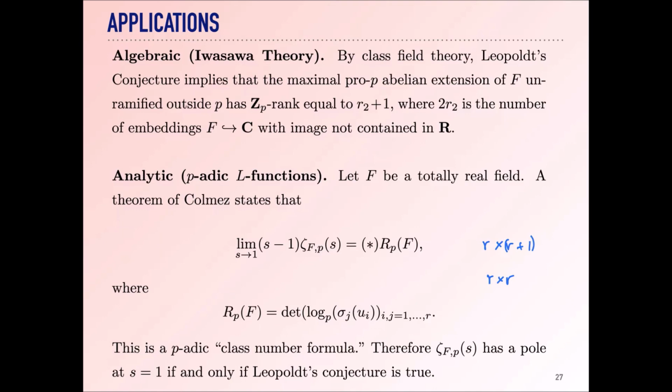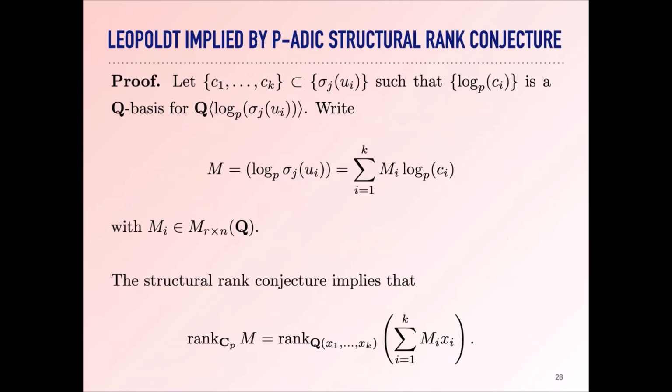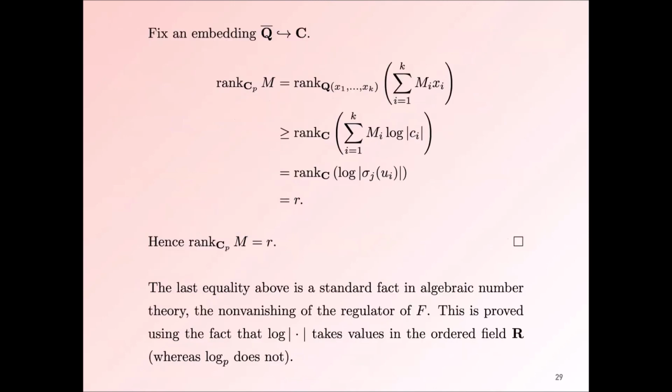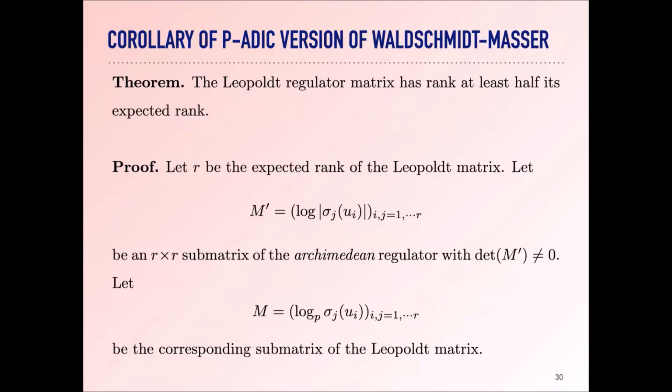All right. Okay. So I'm running out of time, but this is pretty much what I want to say. I wanted to prove that Leopold's conjecture is implied by the p-adic structural rank conjecture. You can look at that next time in the slides if you're interested. But what I'll end with is that the reason I'm interested in this Walsh-Master theorem is that this is the strongest evidence we have toward Leopold's conjecture.